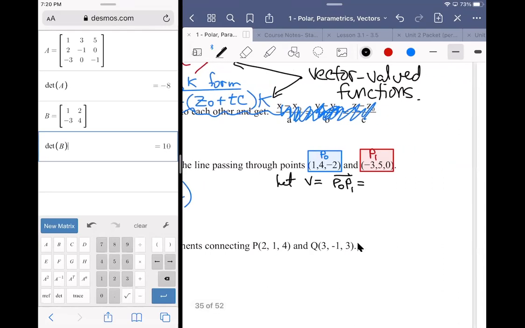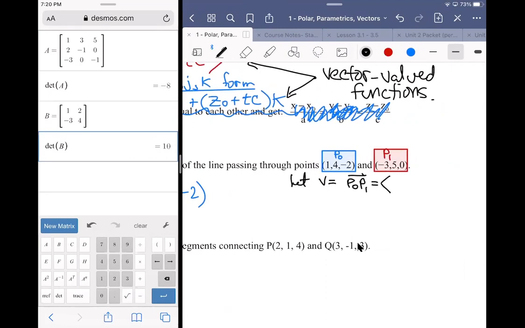All right. So -3 minus 1 is -4. I'll actually write the subtraction there so you have good notes.